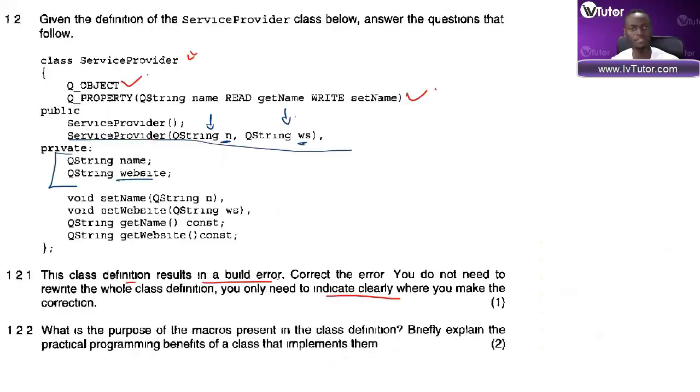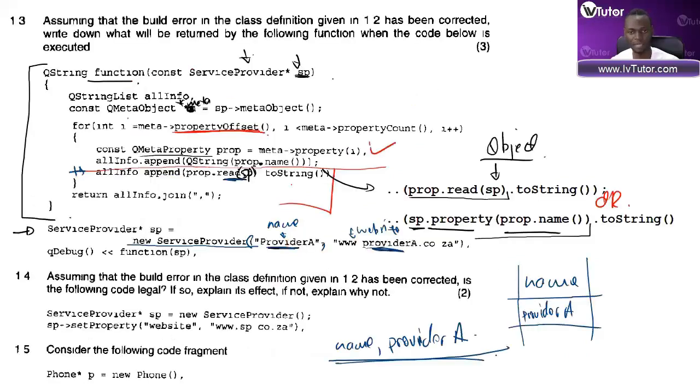You go back here. Oh, it's the name and the website. Okay, cool, name and website. So what is the name? Provider A website. Okay, that's that. Cool. We call this function in this instance. We go here, meta object. Okay, fine.